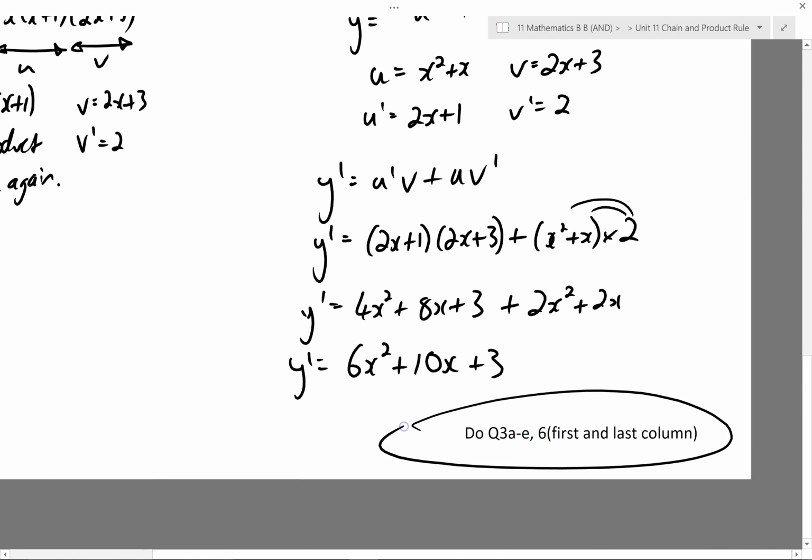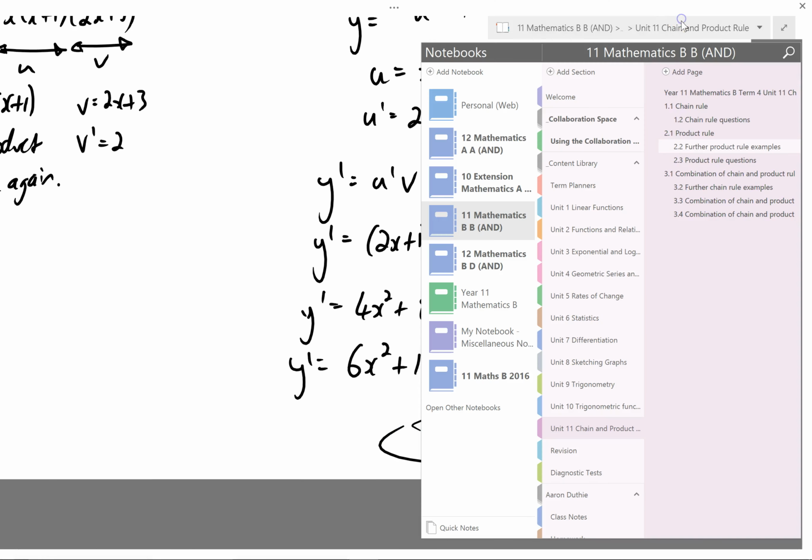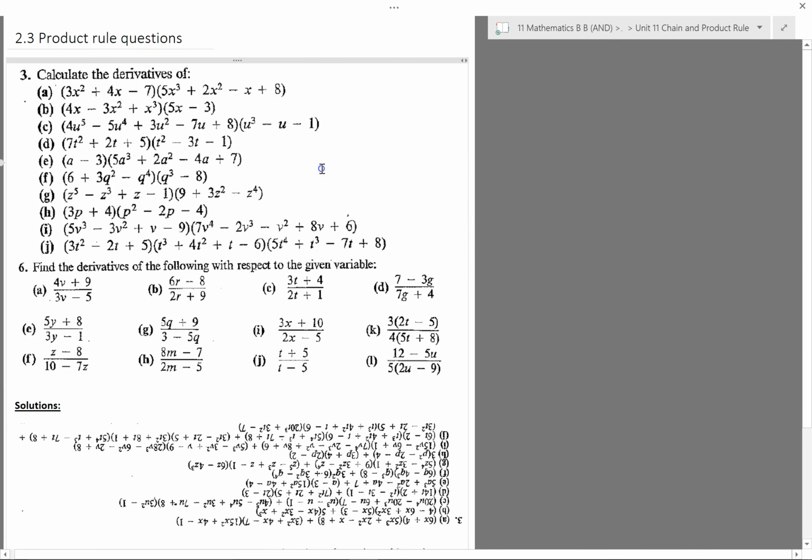So turn the page, have a go at these questions, and remember it's all about practice, practice, practice.